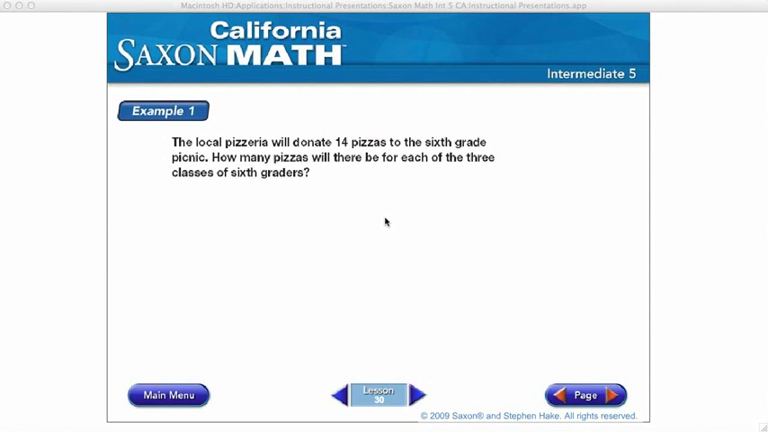Everybody, today we're going to be talking about lesson 30, more arithmetic with fractions. So let's go through our examples. Example 1: the local pizzeria will donate 14 pizzas to the 6th grade picnic. How many pizzas will there be for each of the 3 classes of 6th graders? So I have a total of 14 pizzas, and I'm going to split it between 3 classes.